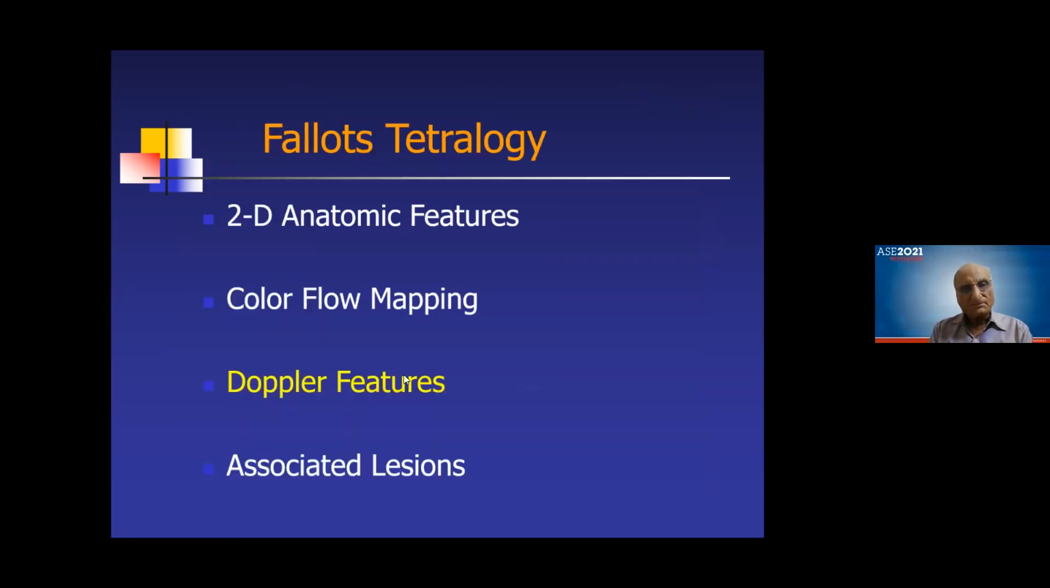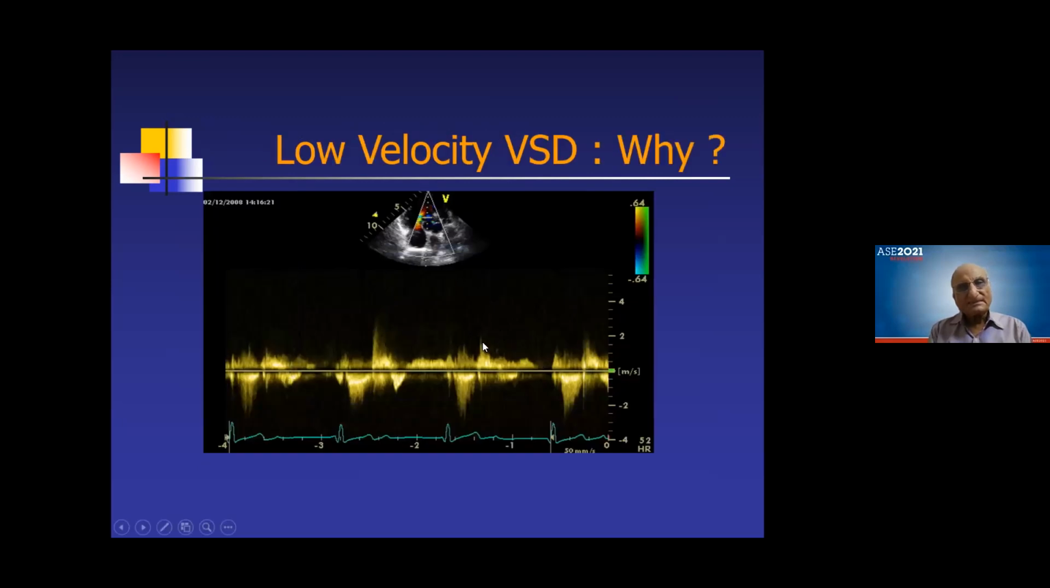So then we come to the Doppler feature. You have seen the anatomical features. Color flow mapping shows you where the obstruction is, and the Doppler features are there. It is a low velocity flow. Why? Because, as you have seen, there is a large VSD. The larger the VSD, the more equalization of the pressure.